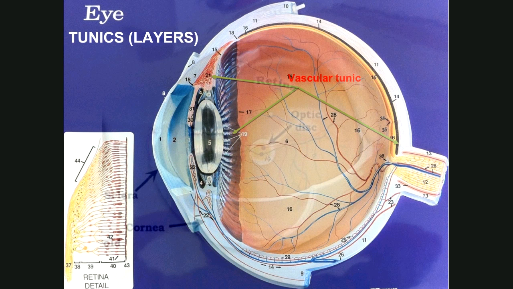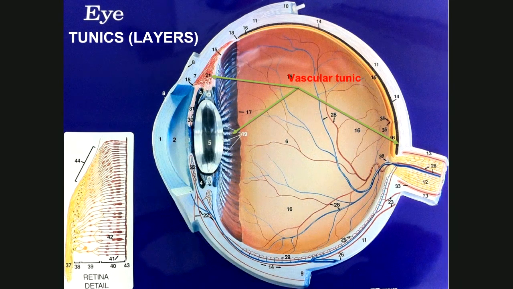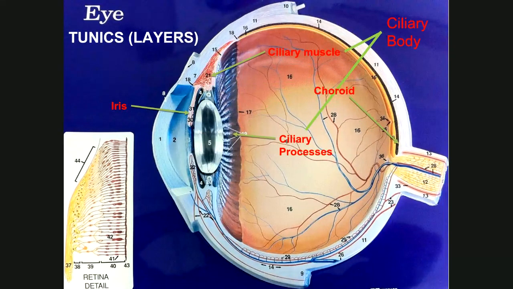Okay, let's look at this middle layer. So the middle layer is called the vascular tunic. Vascular refers to blood vessels, and it has lots of blood vessels, lots of them. So you can see arteries and veins in here and so on. Well, it's also got some other parts to it.